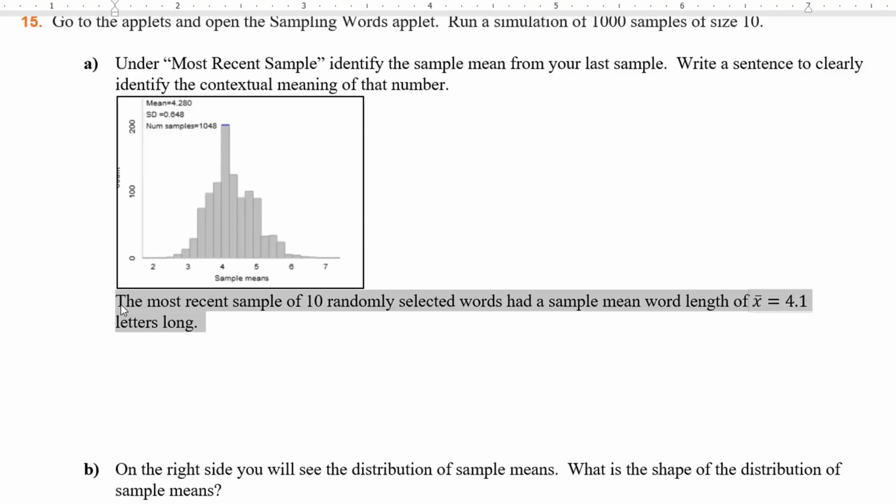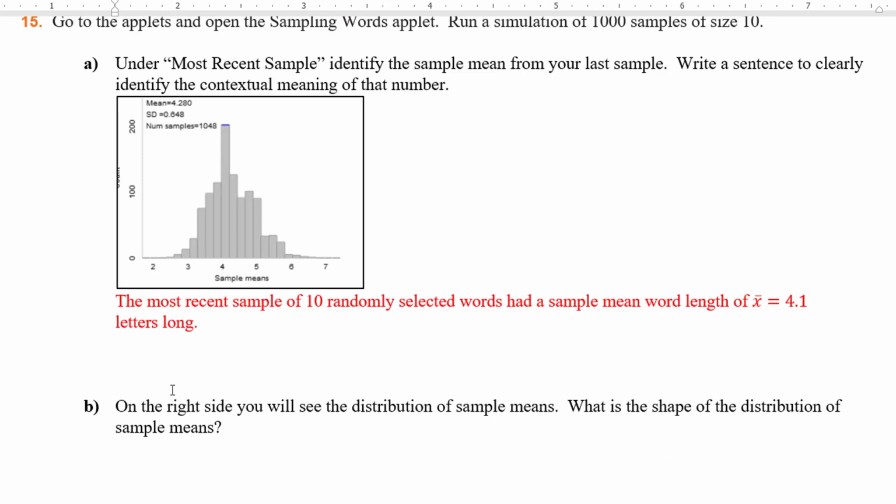So the most recent sample of 10 randomly selected words had a sample mean word length of 4.1 letters. So on average, that sample of 10 words was 4.1 letters long. On the right side, we saw the distribution of sample means. That's this distribution here that I copied and pasted.